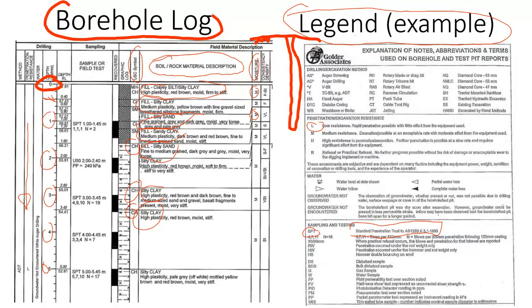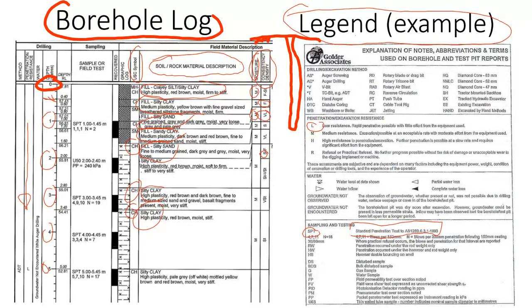Consistency is also very important, because it will give you some idea about the strength. You will see that some material is F, which is firm, L means loose, which typically goes with sand, like very loose, or stiff. So it gives you some idea about the consistency and a little bit about the strength of the material in the field in its natural state.